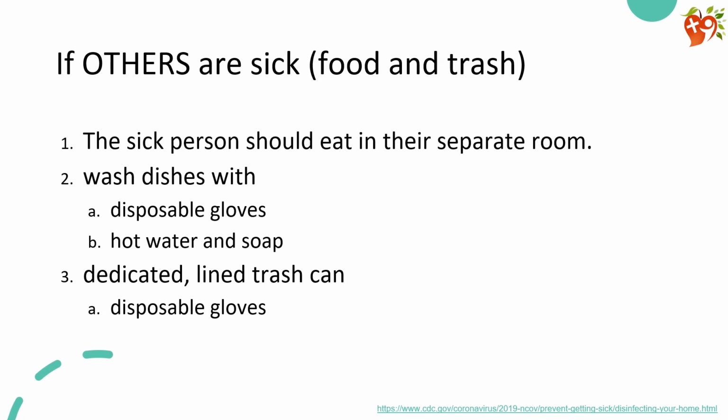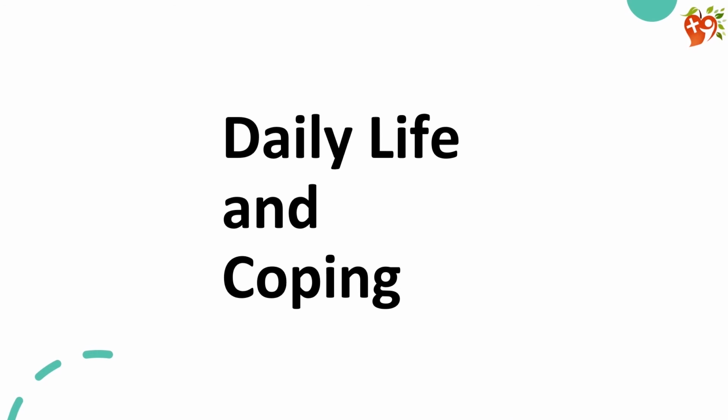Now let's talk about food and trash. The sick person should eat in their separate room as they will open their mouth when eating. Droplets may be spread into the food, which will increase others' chances of getting sick. When you are washing dishes and utensils of a sick person, wear disposable gloves and wash them with soap and hot water, or you can just put them all in a dishwasher. If possible, dedicate a lined trash can for the person who is sick. Use disposable gloves when removing garbage bags and handling and disposing of trash. Wash hands right after.